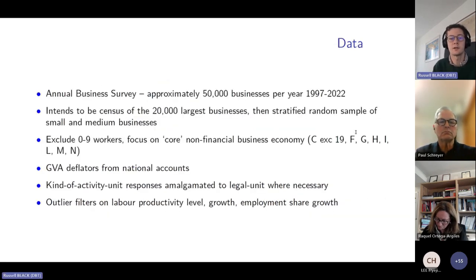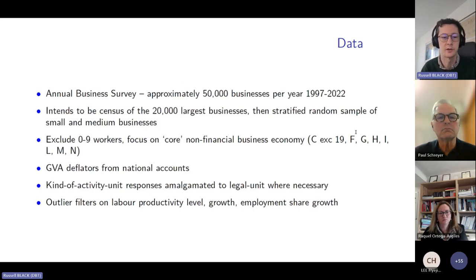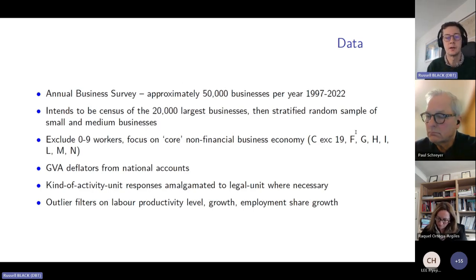The data is the UK's Annual Business Survey, which is an ONS data set which is used for the national accounts and a variety of economic statistics. It's misnamed. It's a census and a survey. It intends to be a census of the 20,000 largest businesses and then a stratified random sample of small and medium businesses smaller than that.